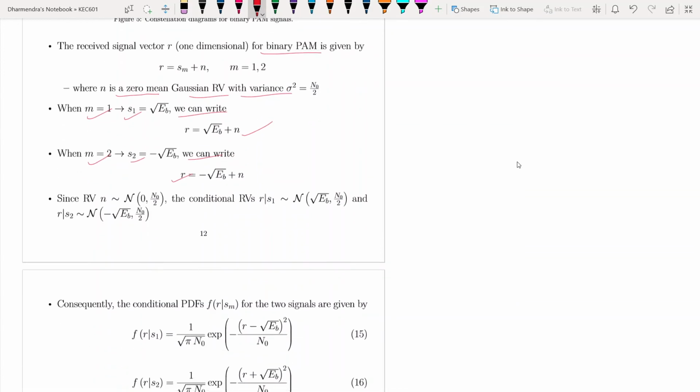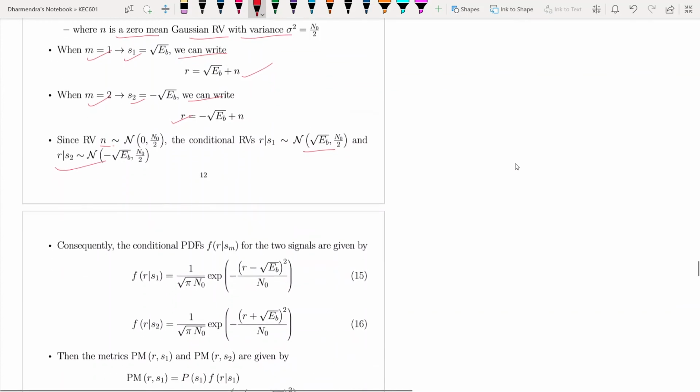Since the random variable N is a Gaussian random variable with zero mean and this variance, the conditional random variable R given S1 is also a Gaussian random variable with mean square root EB and variance N naught by 2. Similarly for S2, the mean is minus square root EB and the variance is N naught by 2. So we can write the conditional PDF for these two signals like this.